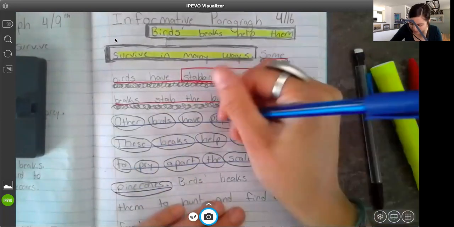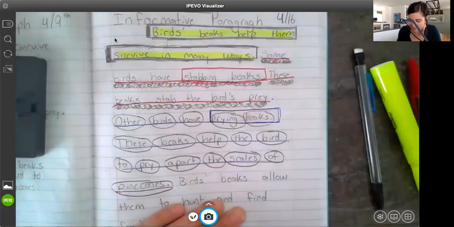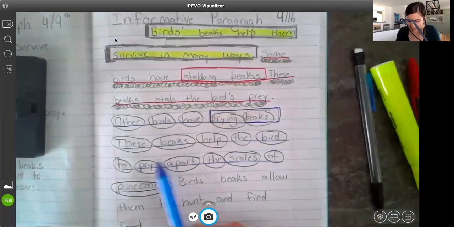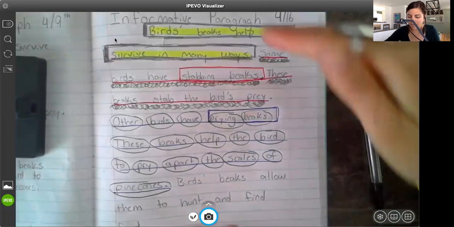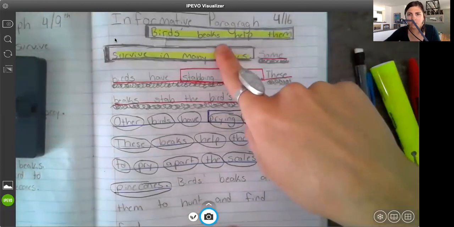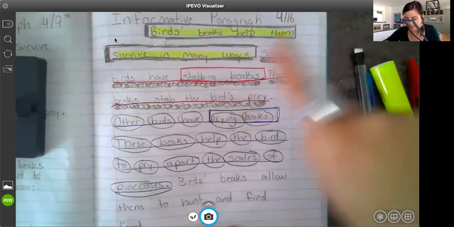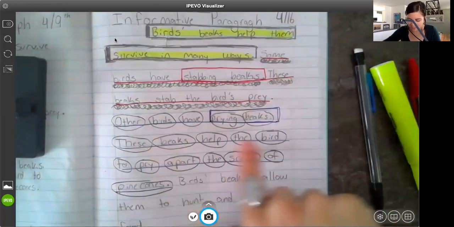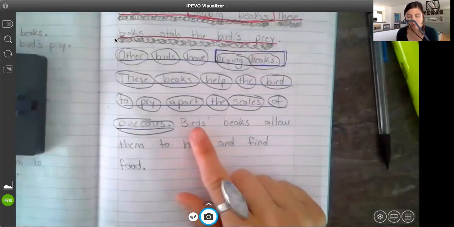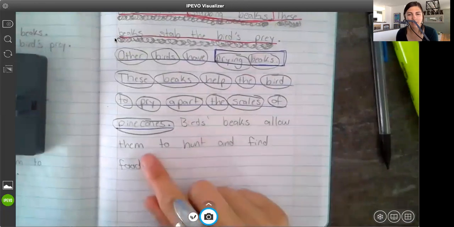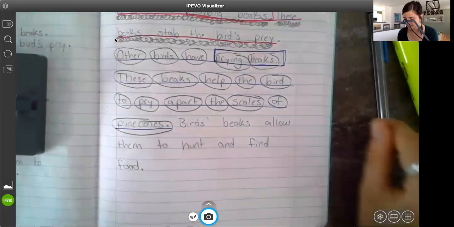Other birds have what? Oh, prying beaks. Oh, yes, of course. They have prying beaks. These prying beaks help the bird to pry apart scales of the pine cones. So we have our topic sentence, the yellow. We have our first two detailed sentences in red. We have our second two detailed sentences in blue. What is left now? Birds' beaks allow them to hunt and find food. It's going to be the conclusion.